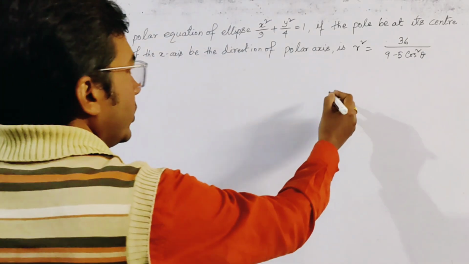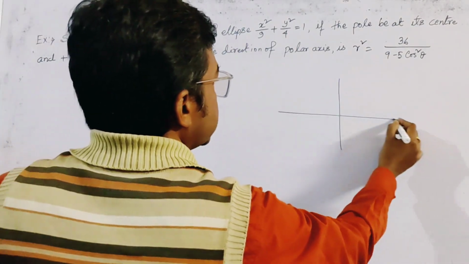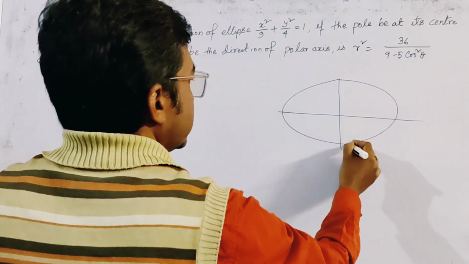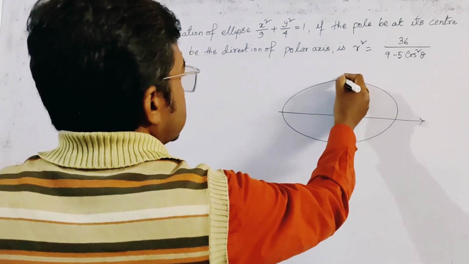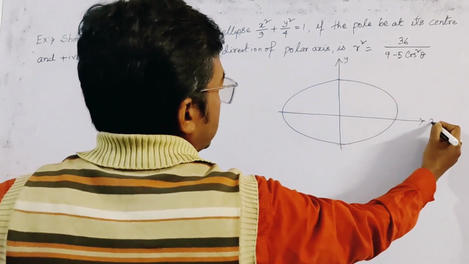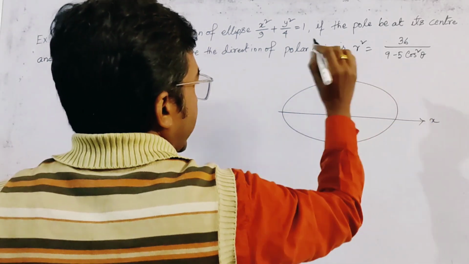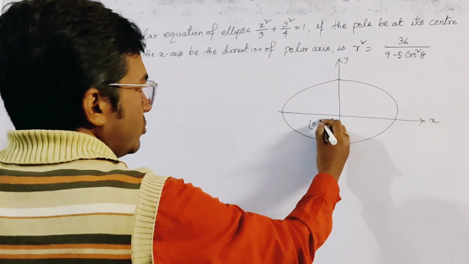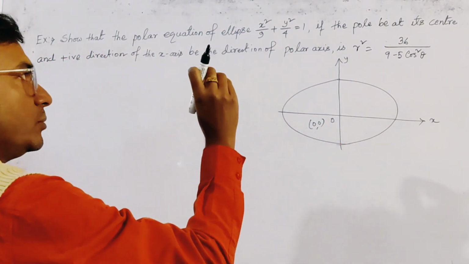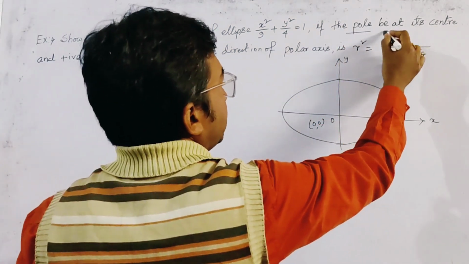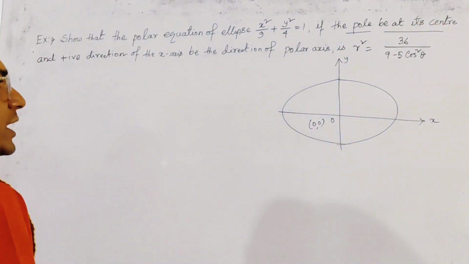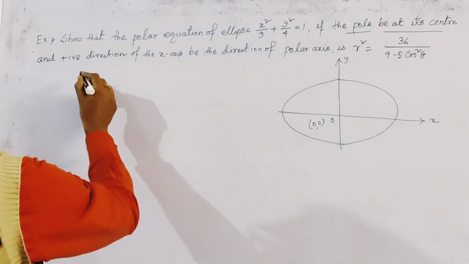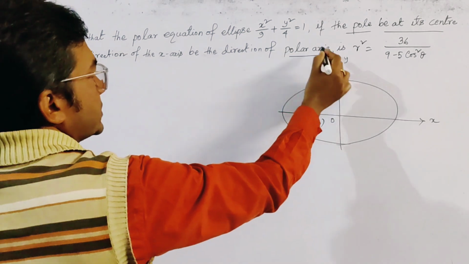So if we draw a rough sketch of the ellipse, we know that the ellipse is like this. This is the x-axis, this is the y-axis, and we know that the x-axis is the major axis and the y-axis is the minor axis. And this is the center, this is (0, 0), and let it be the pole, because the pole is at the center, okay? And the positive direction of the x-axis is the initial line or polar axis. It is given that it is the polar axis.